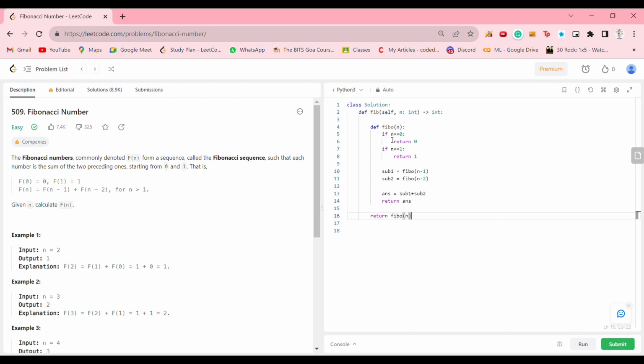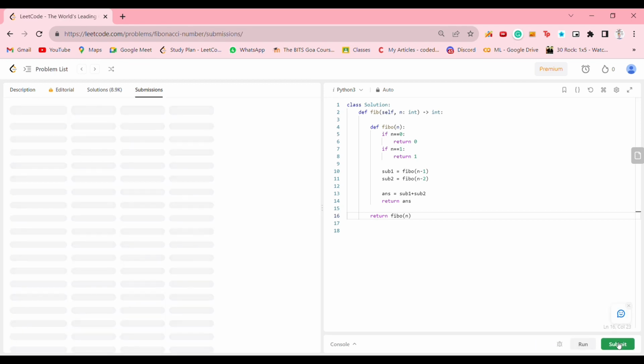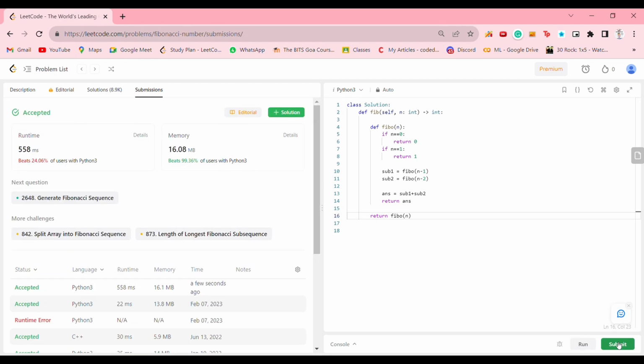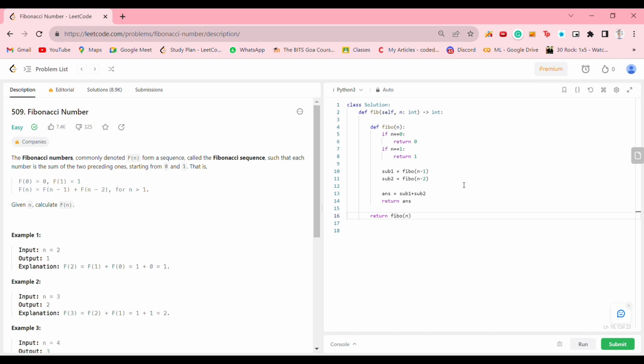So this should work. Let's try to run it. Right, so all these sample cases are accepted. Let's try to submit it to give it a final check. And yeah, it works pretty well. So that's the whole implementation of our recursive algorithm.